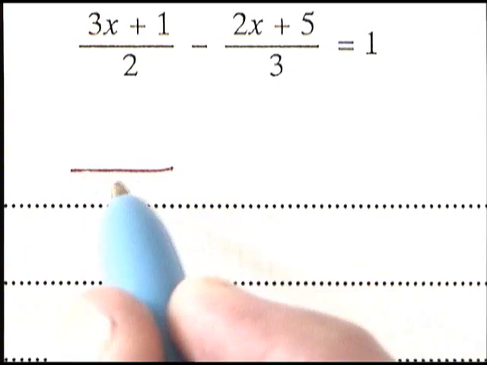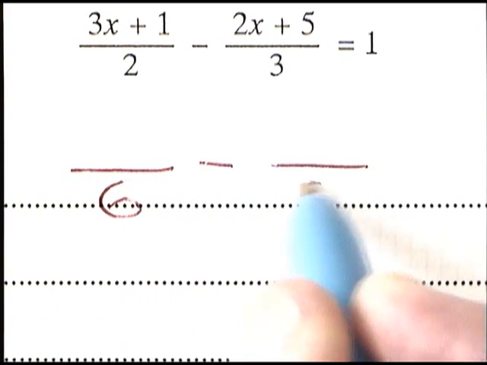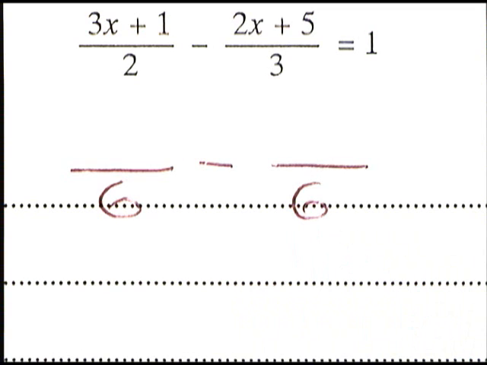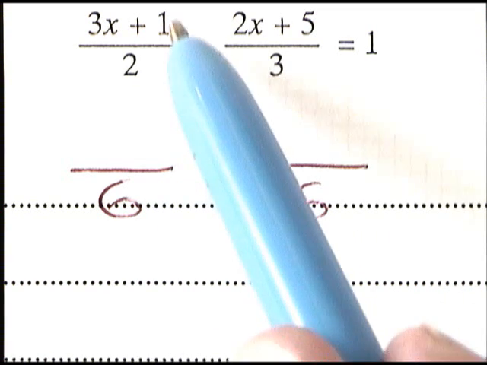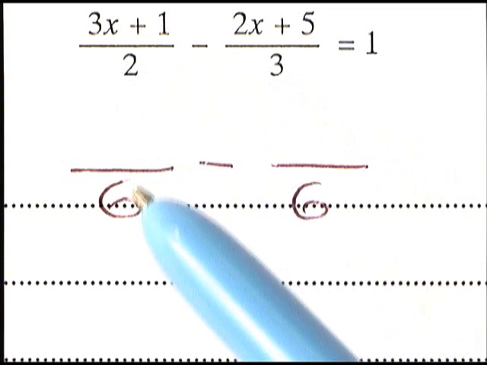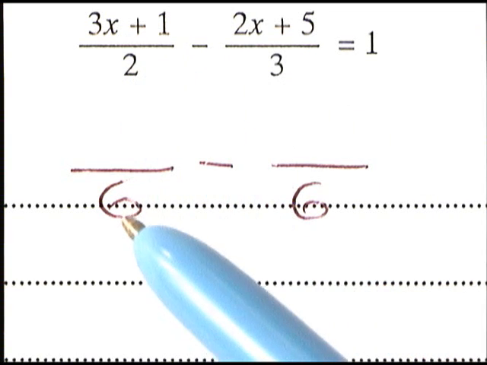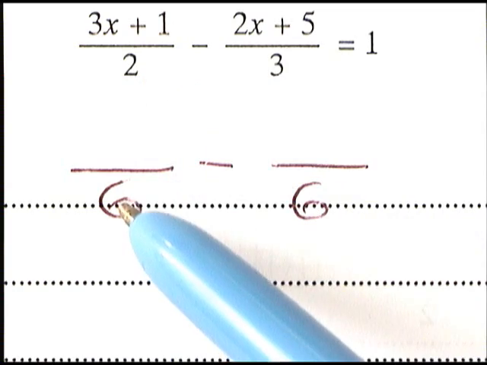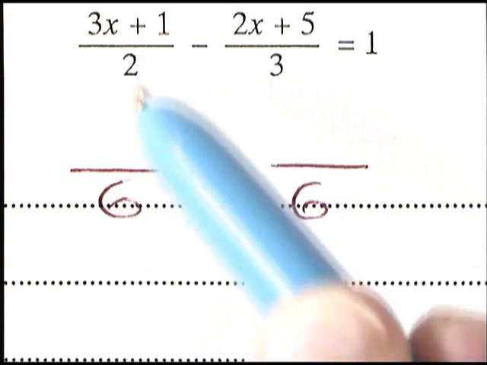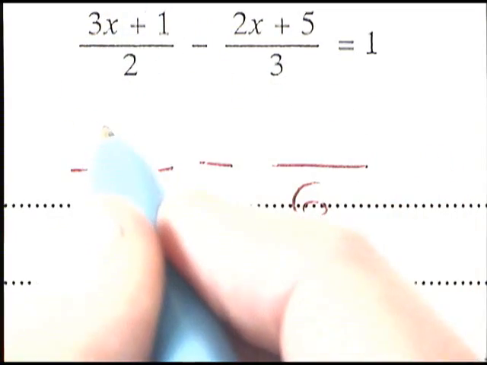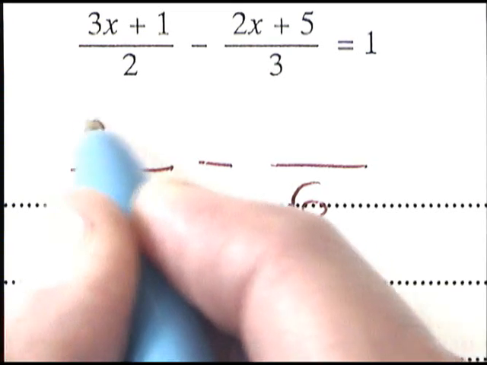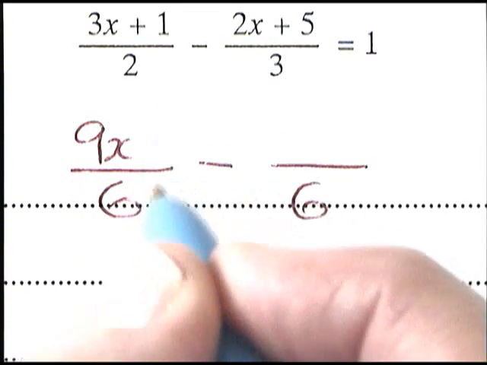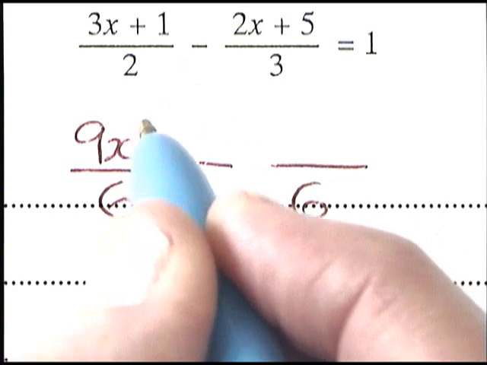So what we're going to do, first of all, is change these fractions into both over 6 fractions. On the first fraction, I've times my bottom number by 3. I've times 2 by 3 to get it to be 6. Because I've times the bottom of this fraction by 3, I need to times the top of the fraction by 3. So instead of having 3x, I'll have 3 times by 3x. Instead of having plus 1, I'll have 3 times by plus 1.